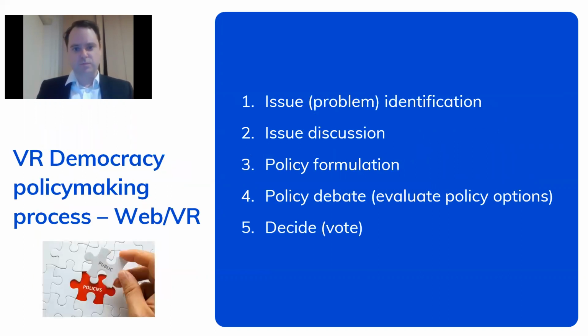So how might we do this? We have a policy-making process on VR democracy, which follows these 5 steps. So firstly, there is an issue, so something we have identified as a potential problem. And this could be from a small scale thing in a community, even up to something national or perhaps global.